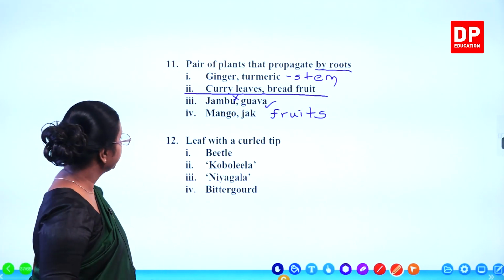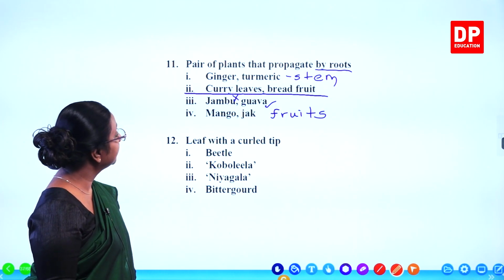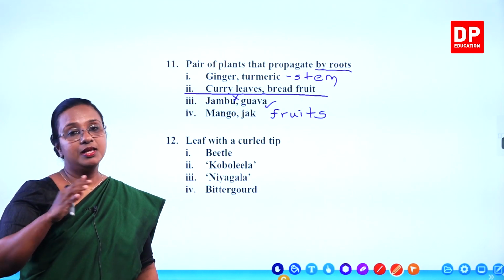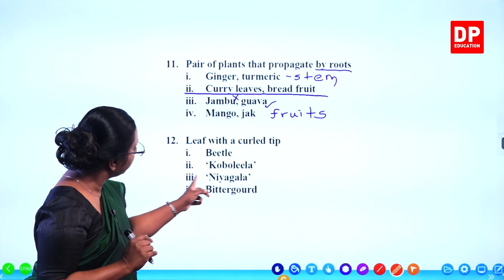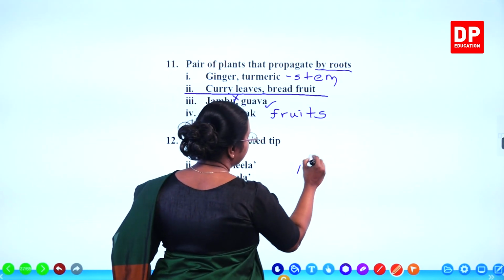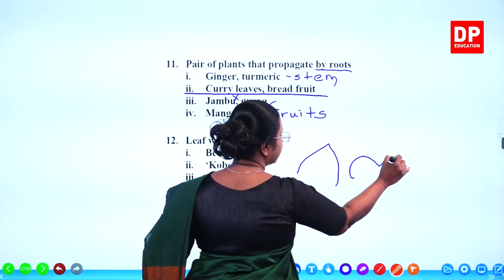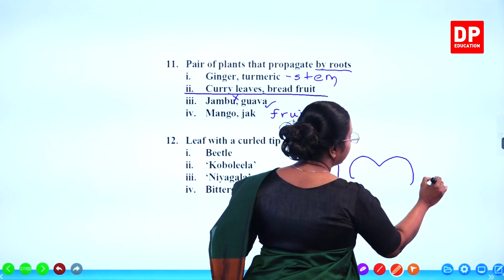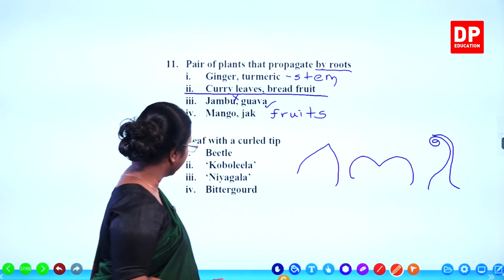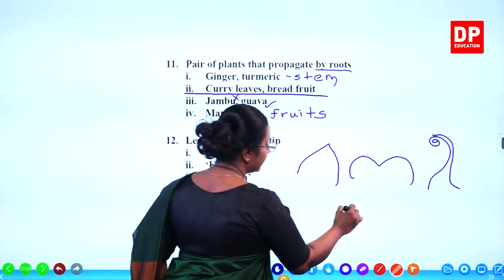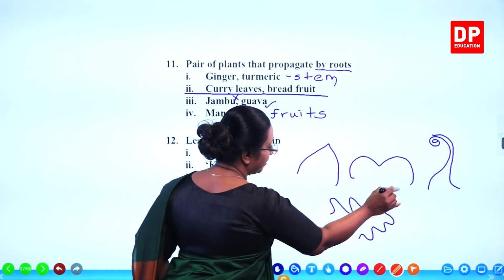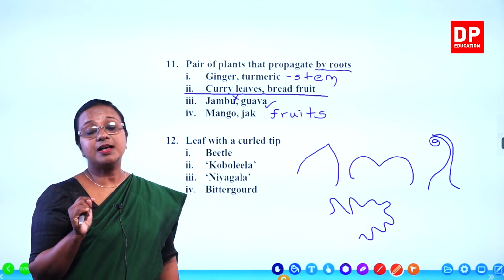Understand them as well. Then leaf with curled tip. Now beetle leaf, you can remember, it has a normal sharp tip. Cobolila, no, that has a divided tip. Now beetle has a leaf tip like this. Cobolila has something like this. Niagala, you can remember, it has a curl tip like that. And bitter gourd, of course, it has a kind of a lobed leaf like that, but still the tip is somewhat pointed.